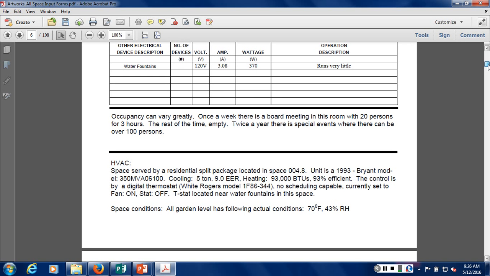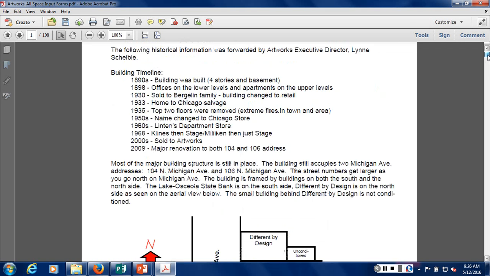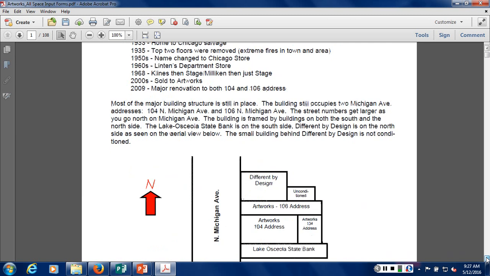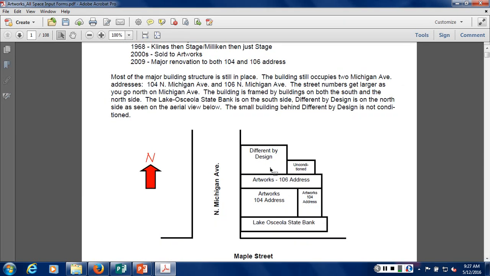Now, other things that we try to pick up at the time, usually at the beginning we try to interview the building owner or somebody familiar with the building. We try to get a historical perspective of the building, purpose, function, whatever. In this case, the beginning of this set of information gives information given by the building executive director. So there's a basic building timeline, and then what was drawn out was a generic area of where the building is actually located and what's surrounding the building.